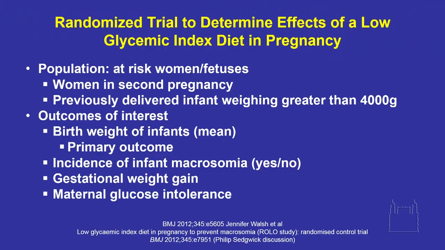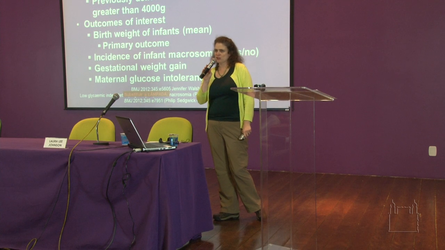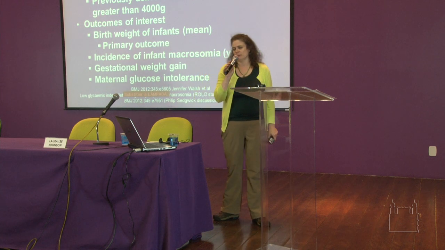This is not the best trial, but I think it's a really nice trial to use as an example. This was a randomized trial that happened in a single hospital in Dublin, Ireland. What they were trying to do was determine the effects of a low glycemic index diet during pregnancy. Sometimes you're afraid you cannot randomize women who are breastfeeding or pregnant, but sometimes you can. Here, they were looking at women who, in their very first pregnancy, had a child born with something called macrosomia.